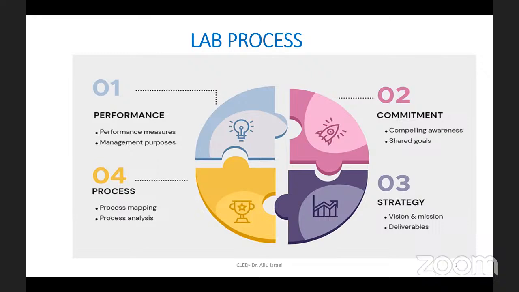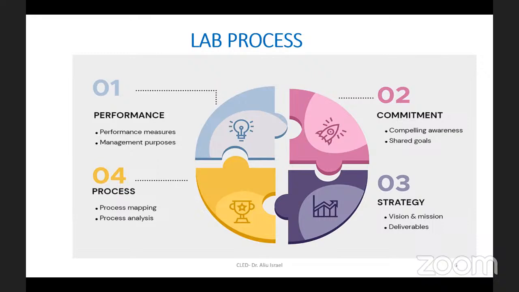There must be compelling awareness in terms of the shared goals. There must be commitment to making a process improve. Then next, you have to put in strategy. Strategy has to do with vision, mission, and deliverables. What are the deliverables? Then what is the process analysis? How do we map out the process to ensure that we perform adequately to get the necessary improvement the organization is actually looking for?